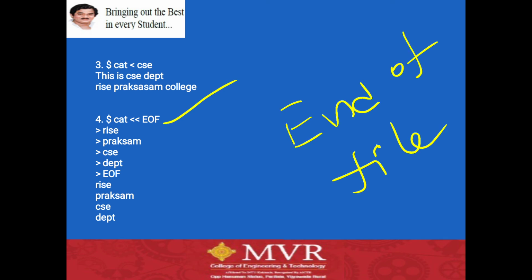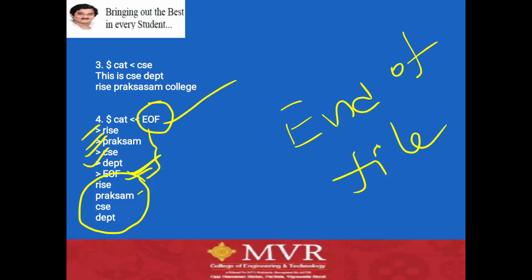So what happens is, until you enter eof, this command will accept input. See, cat double less than eof, after that I have entered rise, I have entered Prakasham, I have entered CSC, then I have entered department, and after that I have entered EOF, that means end of the file. Once you enter end of the file, it understands that the end of the file has occurred. Therefore it will display whatever you entered till now. What I have entered is rise, Prakasham, CSC, department. So these 4 lines will be displayed on the screen.